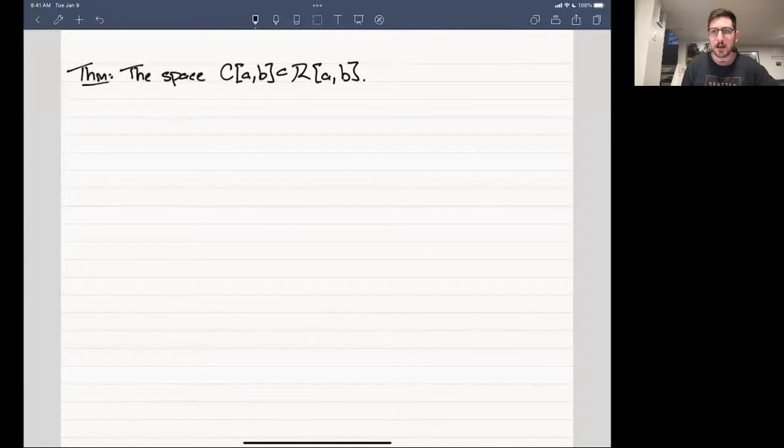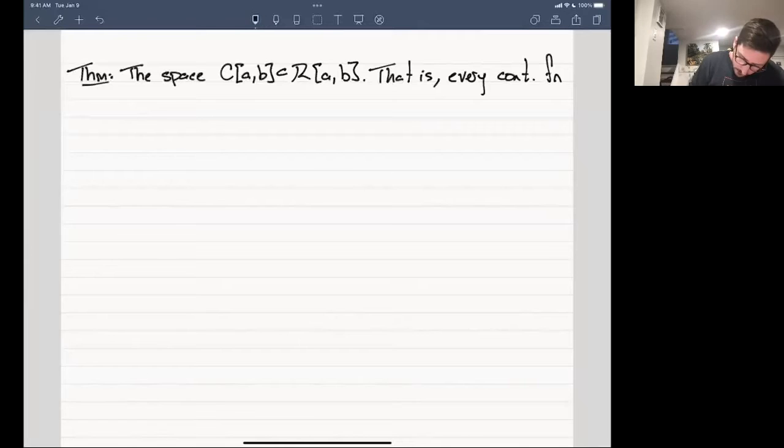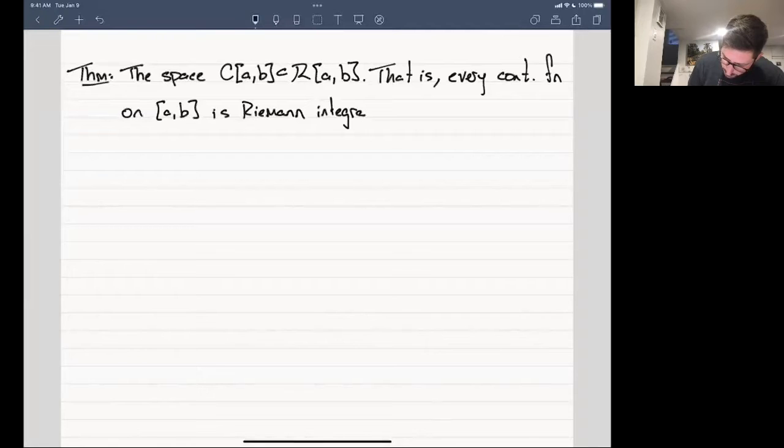And what this actually means is that every continuous function on a closed finite interval, so on AB, is Riemann integrable on AB. So again, this should make sense.